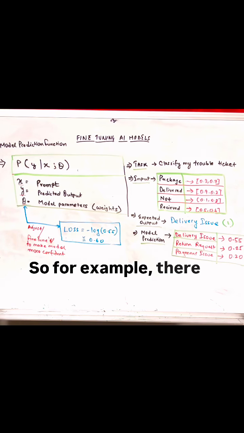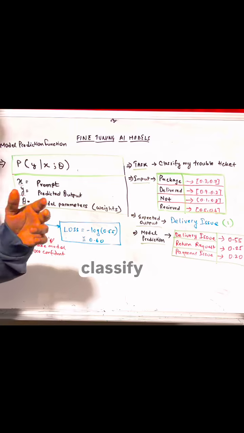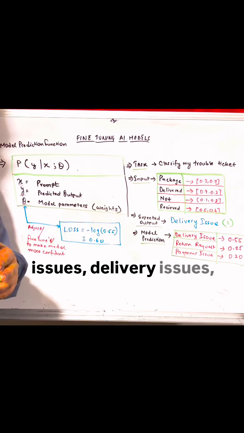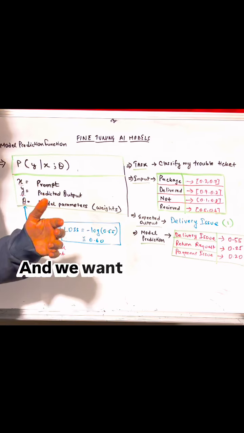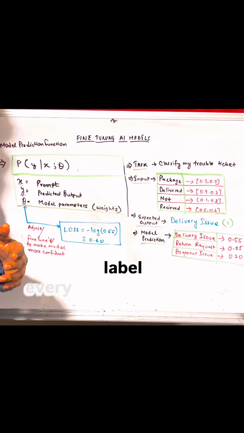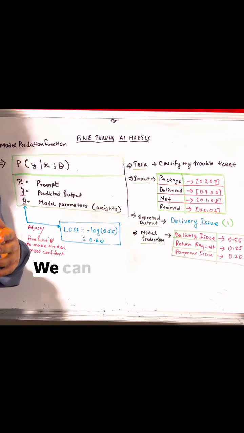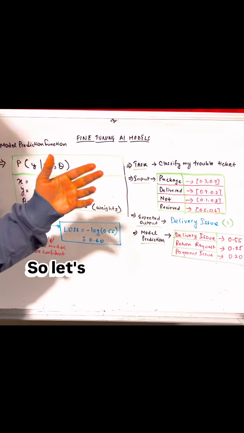So for example, there is a software company who wants to classify all its trouble tickets into multiple buckets of payment issues, delivery issues, and so forth, right? And we want our model to predict the correct label every time with a high confidence score, right? So how can we do that? We can do that by fine tuning. So let's take an example.